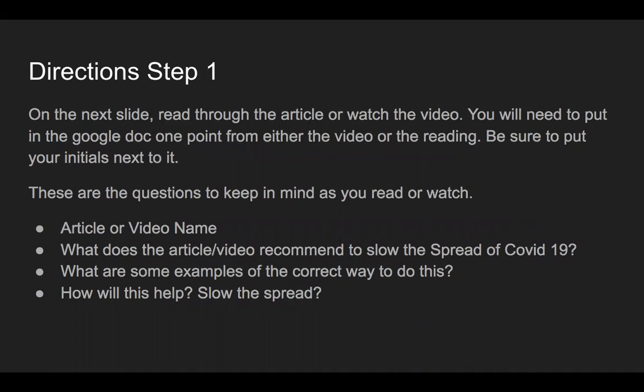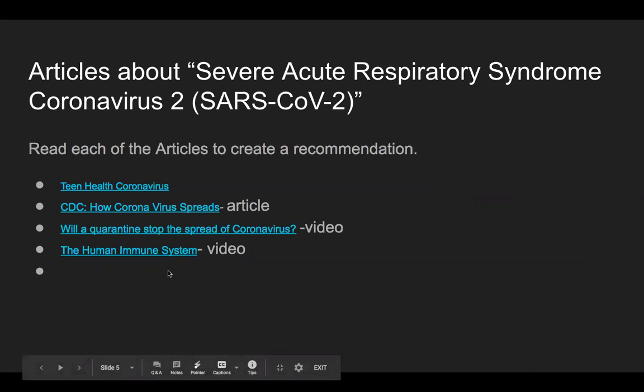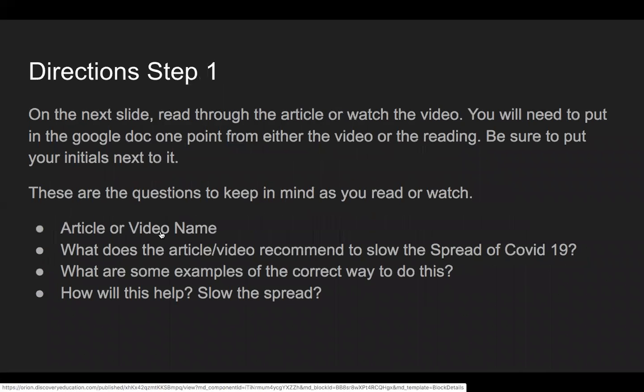So these are the directions for step 1. Here you will read these, and this is where you will find that information. You need to pick one or multiple of these articles or videos and start to answer the questions that you see here. First, you're going to write down the name of it. Then you're going to write down what it recommends to slow or stop the spread of COVID-19. Third, what are some examples of the correct way to do this, and how will this help slow the spread?